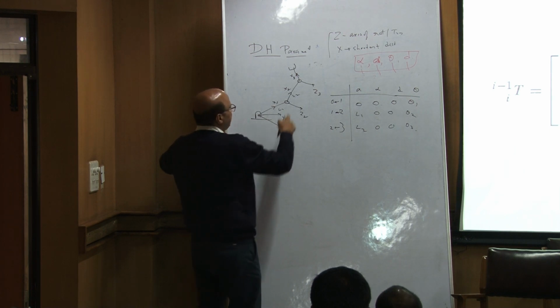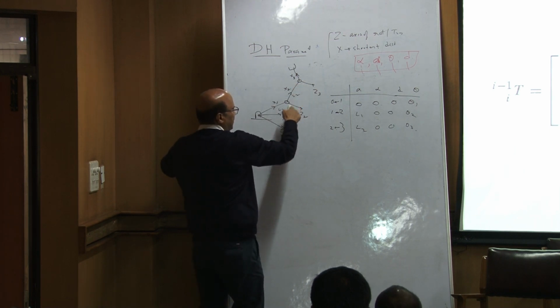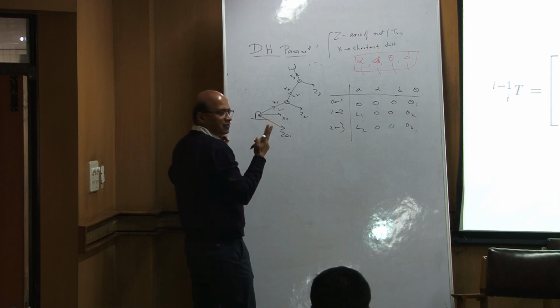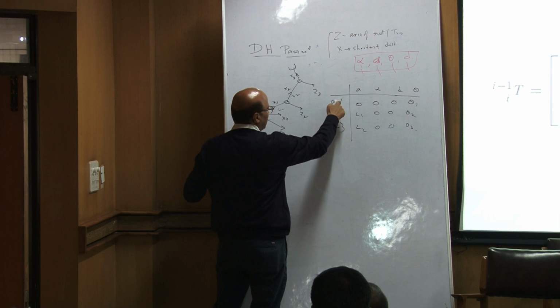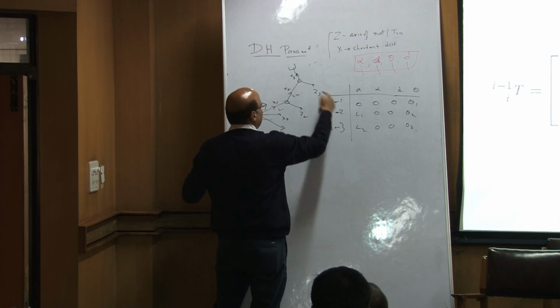So that means each of these will involve one homogeneous transformation matrix. There will be 3 of them because it's 3 axes. So this gives me 2 and 1, 1 and 0. And if I multiply them out, then I get the relation between 3 and 0.